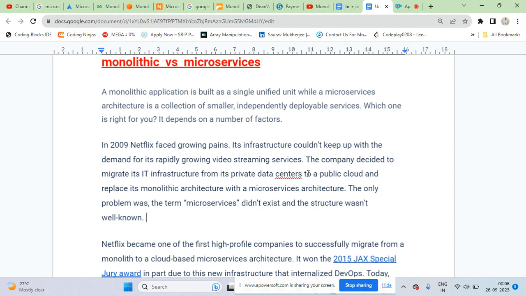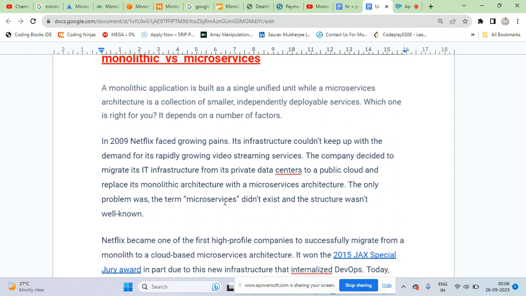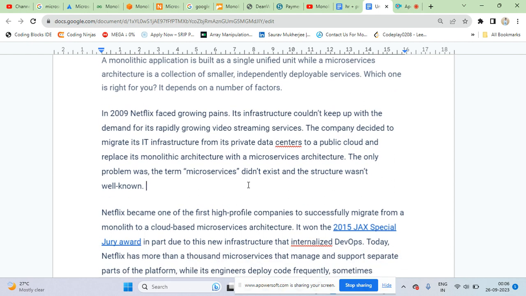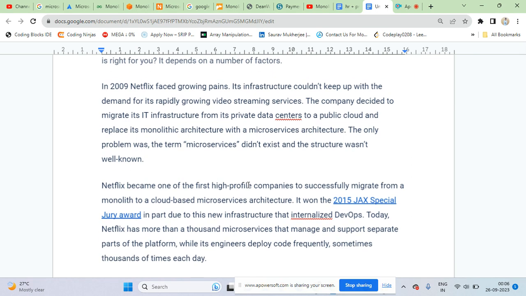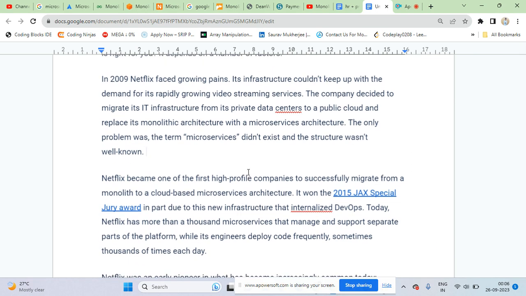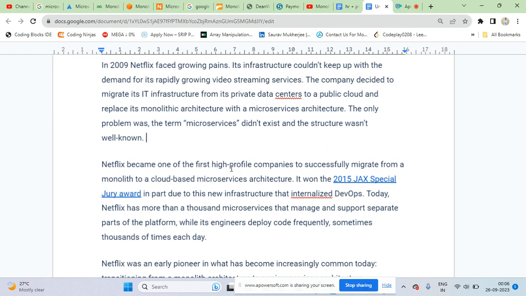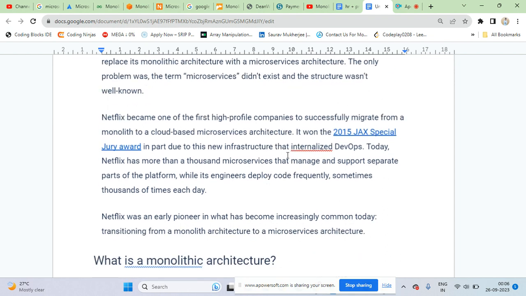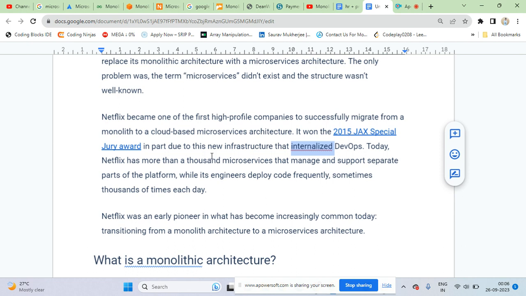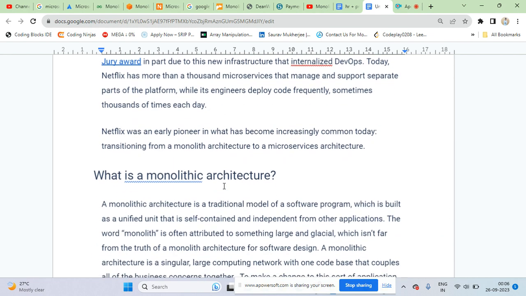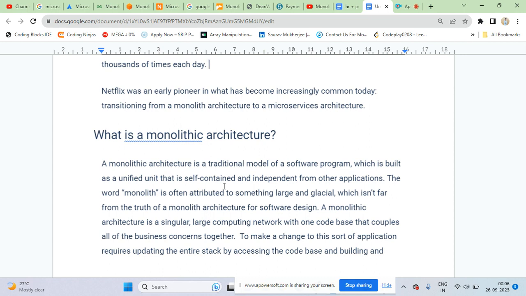They decided to migrate their private data centers to the public cloud and replace monolithic with microservices. The only problem was microservices did not exist as a well-known structure, so Netflix became the first high profile organization to successfully migrate. That's why it won some of the competition, and that basically started this DevOps world into new infrastructure. Today it has thousands of microservices that manage and support separate parts of the platform. Netflix is an early pioneer in deploying this microservice architecture, which is very common nowadays. That's what they're trying to mention.